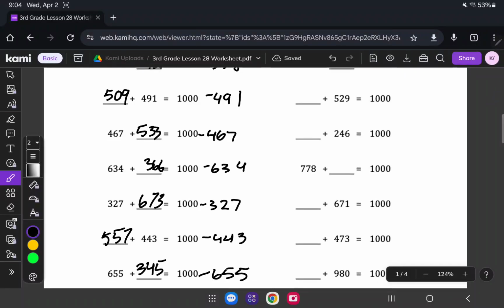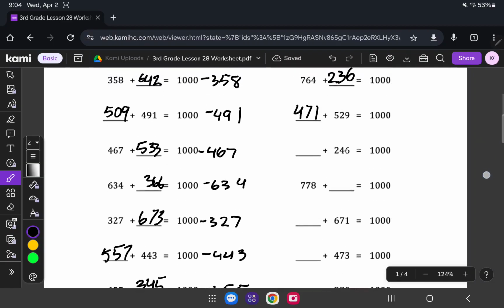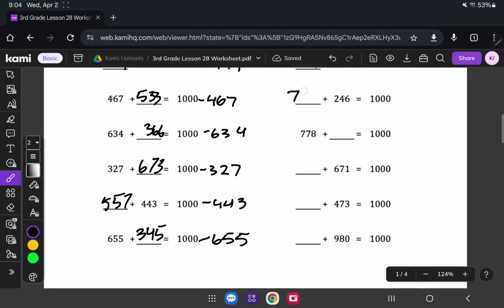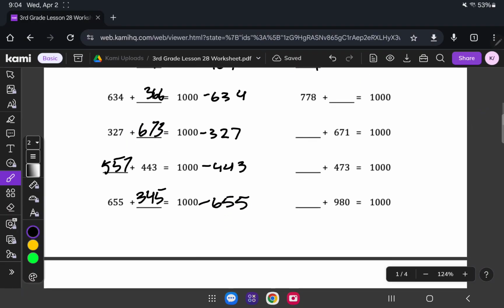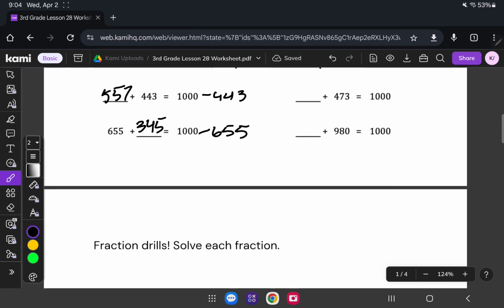1000 minus 529 would be 471. 1000 minus 246 would be 754. 1000 minus 778 would be 222. 1000 minus 671 would be 329. And 1000 minus 473 would be 527. 1000 minus 980 would be 20.